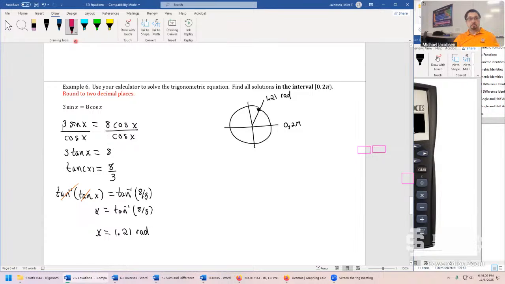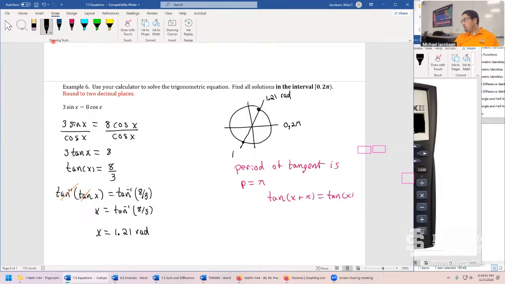Now we use periodicity. Recall the period of tangent is period equals pi. That means tangent x plus pi is back to tangent x. So if you happen to put a 1.21 radians right here and add pi to it, you would get tangent at 1.21 radians, which checks back, giving you the 8/3. So that's the idea. Take the 1.21 radians, add pi to it, now you're down here, and that's your next solution.